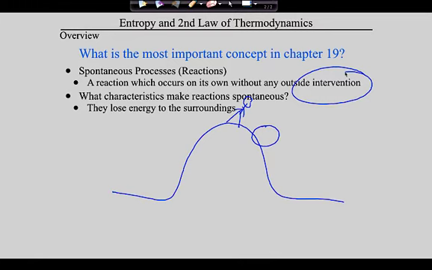Now, you understood something. We said these are energy losers. So what do you now know about that ball rolling downhill because you now know it's spontaneous? It's losing energy. Guys, those always go hand in hand. If something is spontaneous, it's an energy loser, and if it's an energy loser, it will be spontaneous. Those are always equivalent processes. Go ahead.